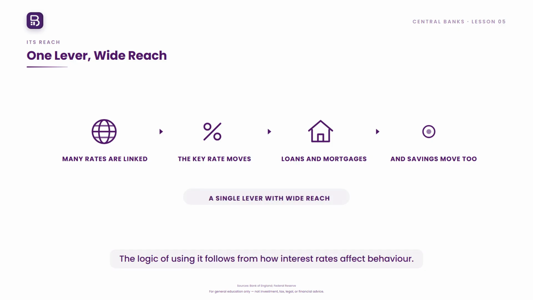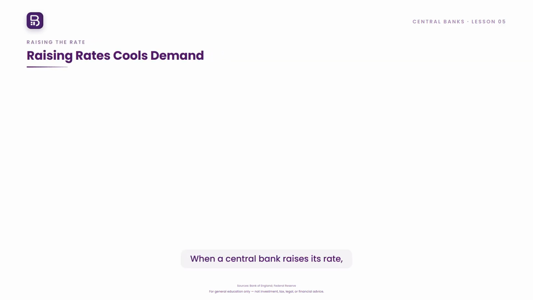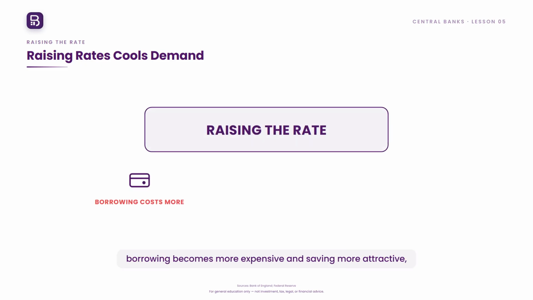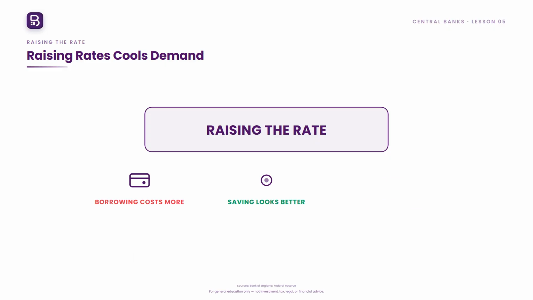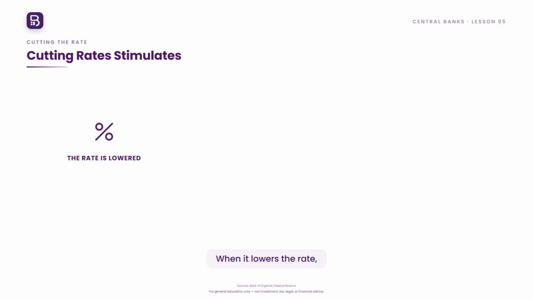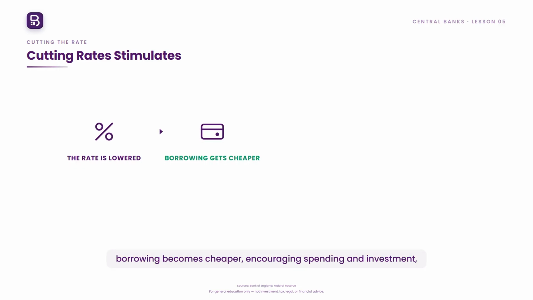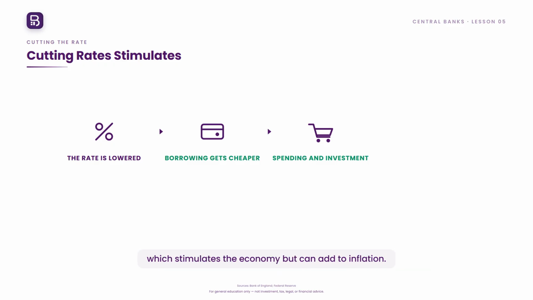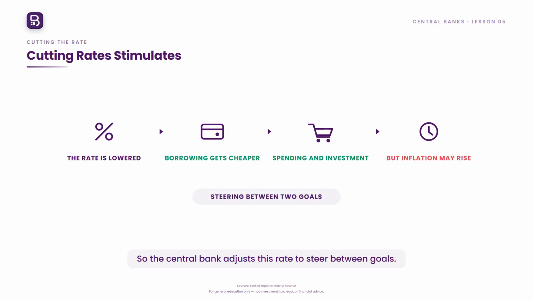The logic of using it follows from how interest rates affect behavior. When a central bank raises its rate, borrowing becomes more expensive and saving more attractive, so people and businesses tend to borrow and spend less. This cools demand and helps bring down inflation, but also slows the economy. When it lowers the rate, borrowing becomes cheaper, encouraging spending and investment, which stimulates the economy, but can add to inflation. So the central bank adjusts this rate to steer between goals.